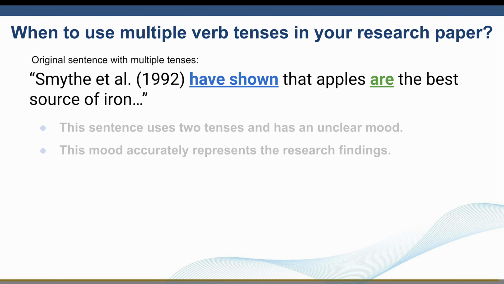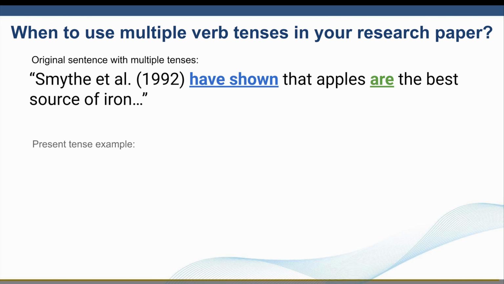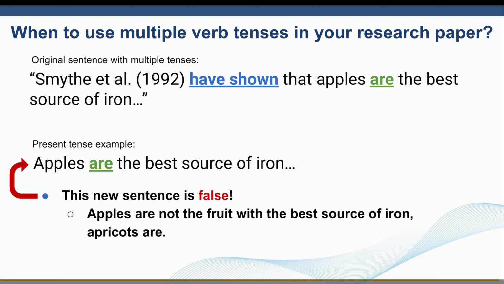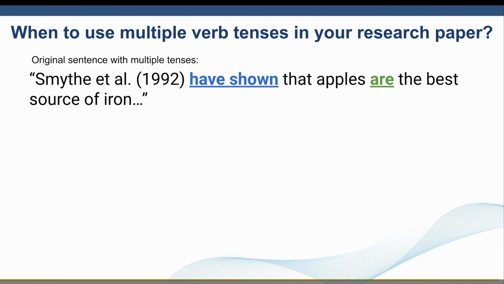If we changed this sentence to the present tense, it would read, apples are the best source of iron. This new sentence is false. Apples are not the best source of iron. Apricots are. The original sentence with multiple tenses is accurate.